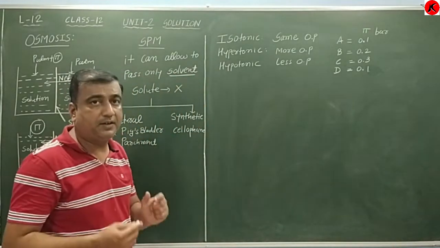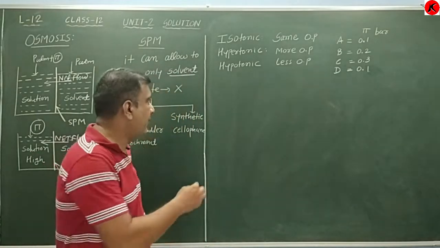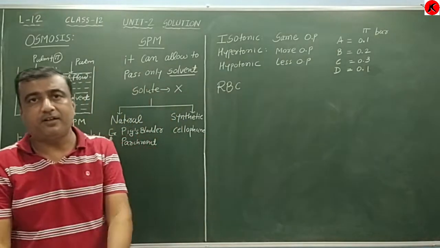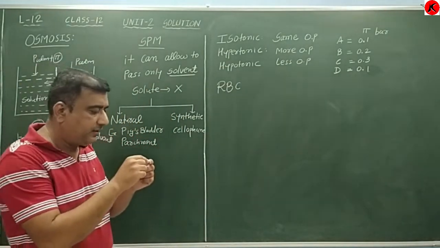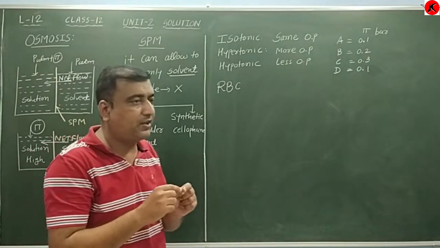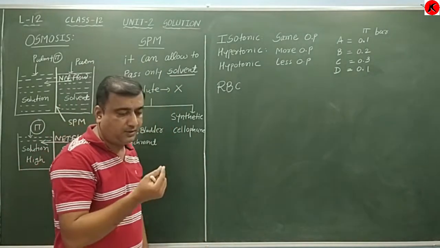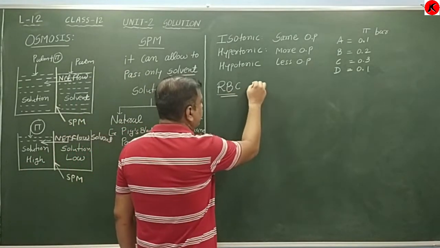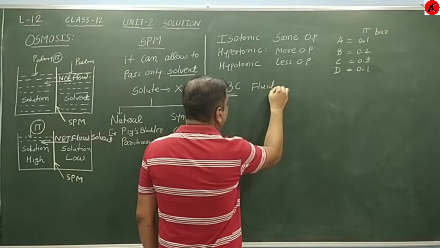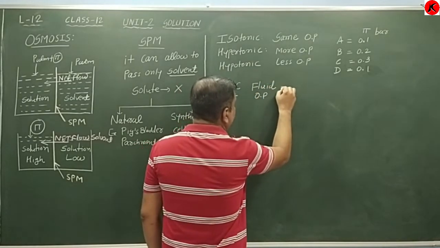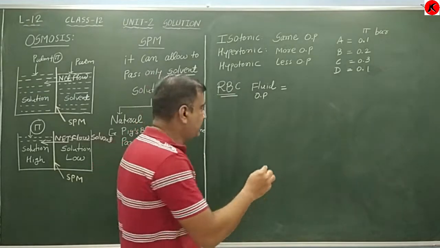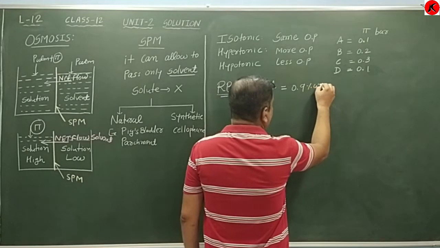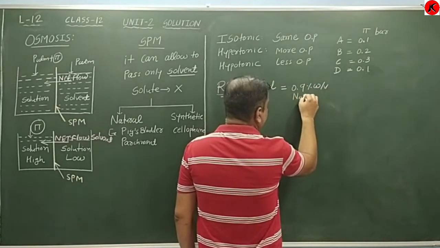Now in a red blood cell in our body, that means RBC, the fluid inside the red blood cell has an osmotic pressure which is equivalent to the normal brine water solution. That means the fluid in the RBC has an osmotic pressure equivalent to that of a 0.9 percentage W by V NaCl solution.